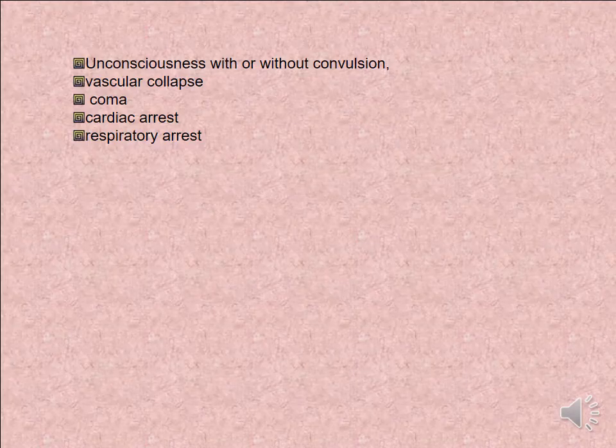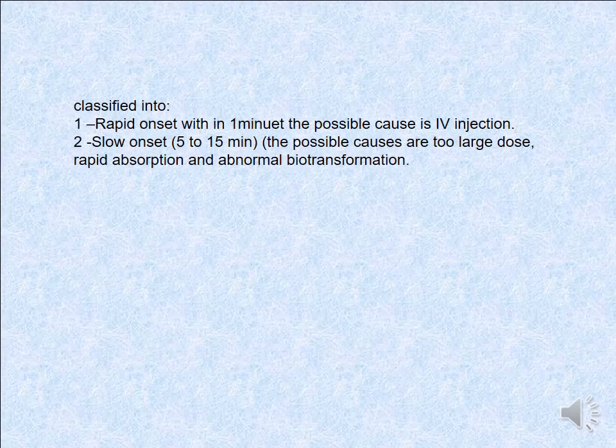We have severe overdosage signs and symptoms. The first one: unconsciousness with or without convulsion, vascular collapse, coma, cardiac arrest, and respiratory arrest. Classification of that: first, rapid onset, second, slow onset. The rapid onset is within 1 minute; the possible cause is intravenous injection. The second one, slow onset, 5 to 15 minutes; the possible causes are too large a dose, rapid absorption, and abnormal biotransformation.